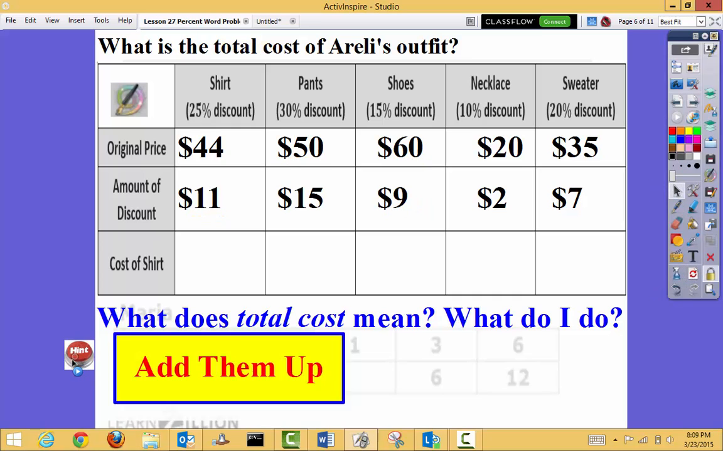So let's see if we can attempt to solve these. It's originally $44 and I'm saving $11. So I need to subtract them. So 44 minus 11 is 33. How much are my pants going to cost? Well, it's $50 and I'm saving 15, so I need to subtract them. So it's going to be 35. My shoes, normally they cost what? 60. I'm going to subtract 9. These didn't quite line up, so I'm just going to rewrite it. And it's going to be $51. That's how much I'm paying for them with that discount. 20 minus 2 is 18. 35 minus 7 is 28.